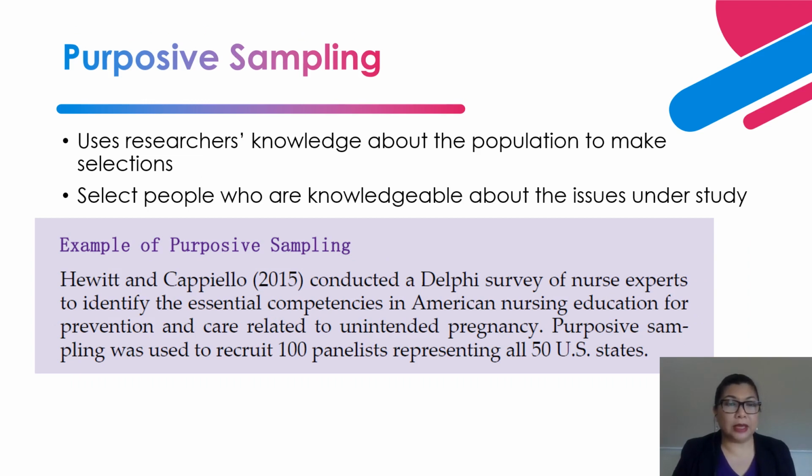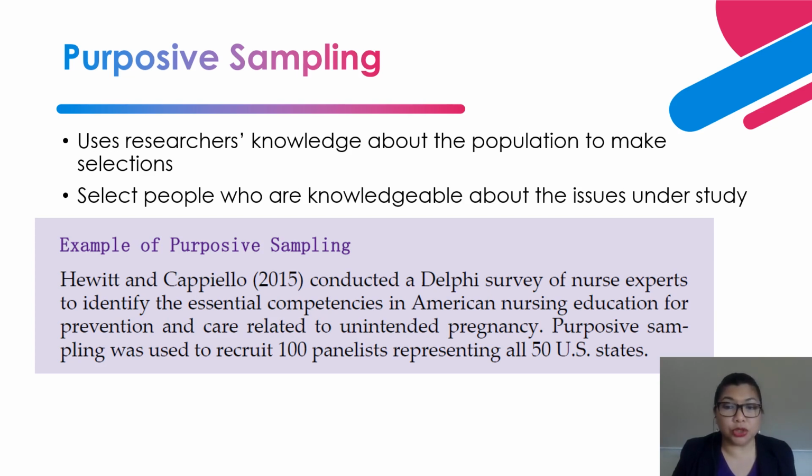Purposive sampling. So purposive sampling is kind of similar to convenience sampling, but here the researcher uses the knowledge about the population to make a decision on who to select as part of the study. So usually the researcher would select people who are knowledgeable about the issue that they're studying. For example, there is a Delphi study on nurse experts to identify essential competencies in American nursing education for prevention and care related to unintended pregnancy.